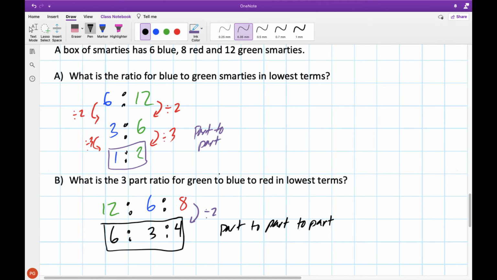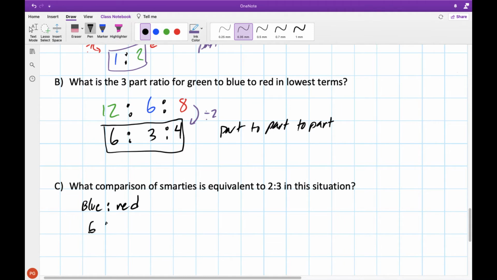What if we try blue to red? We know that we have 6 blue Smarties for every 8 red Smarties. Here we can reduce both of these by dividing by 2. At this point, we can see that we can't reduce our ratio any further, and it's not equal to the one we're looking for, so this is not going to be the right answer.